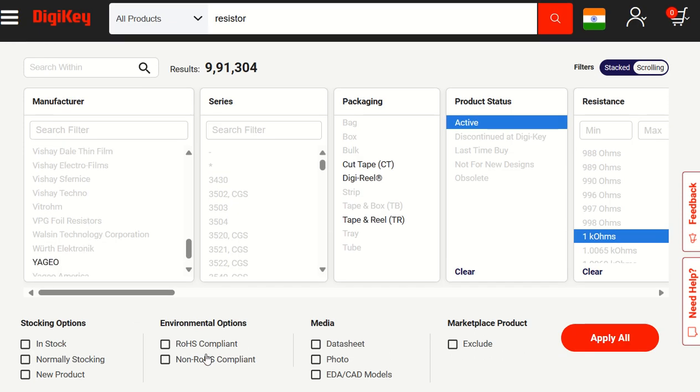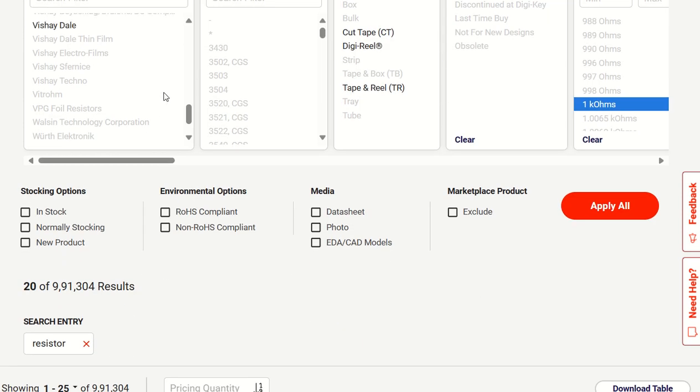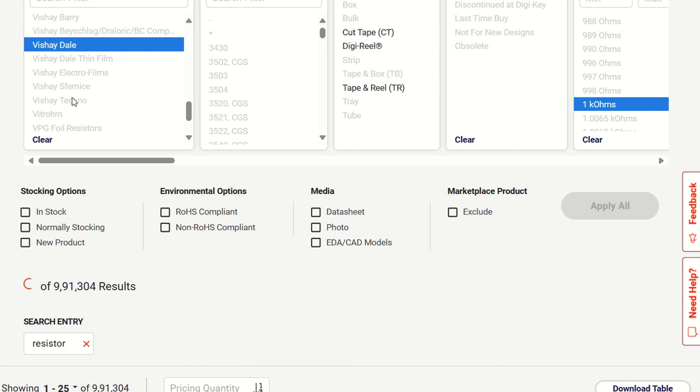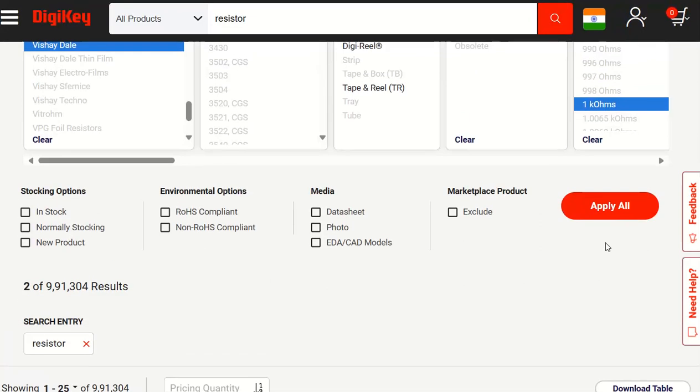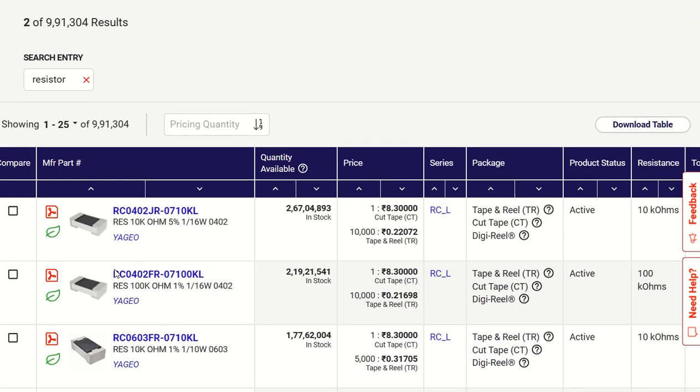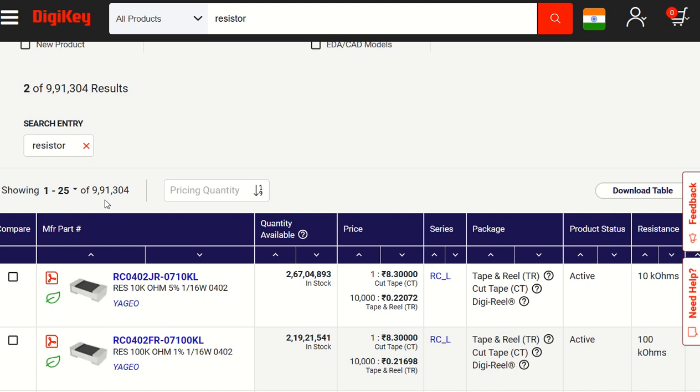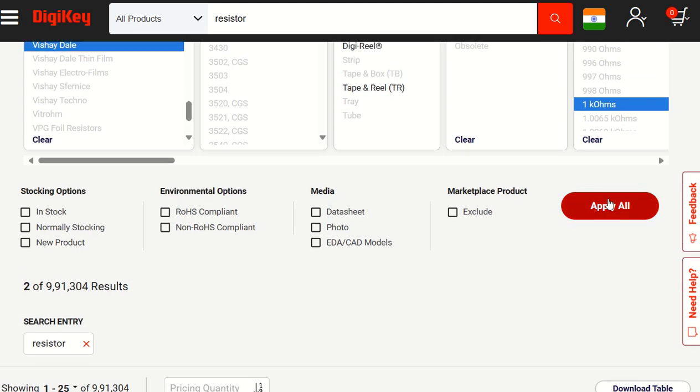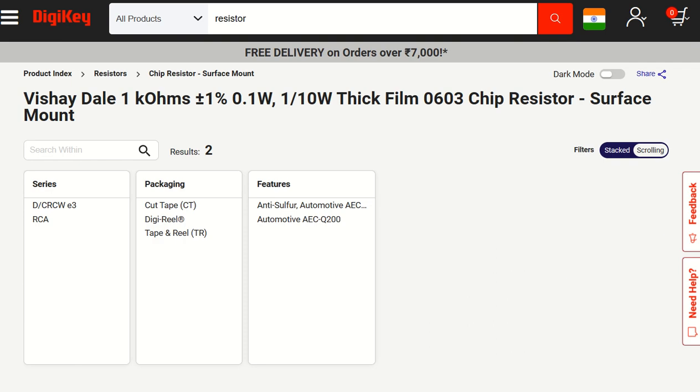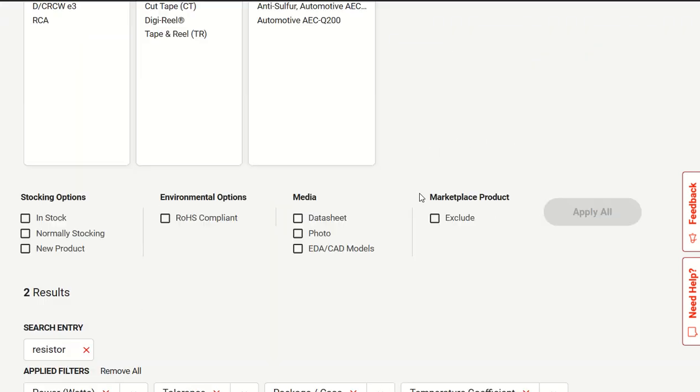So we'll take up Vishay Dale because we wanted Vishay Dale, right? So we'll take Vishay Dale and it will be shown a little less. Only two values are there. And you go down, and all you have to do is apply all. Once you apply all, because here a lot of resistors are there, like all the 9 lakhs are there because we had not applied it at all. So if you apply all, you are going to get those two resistors.